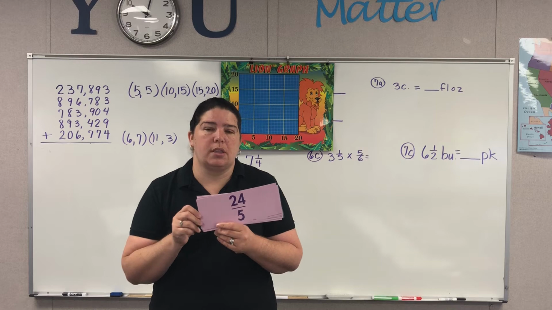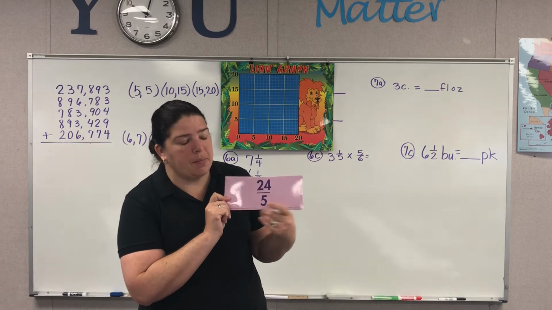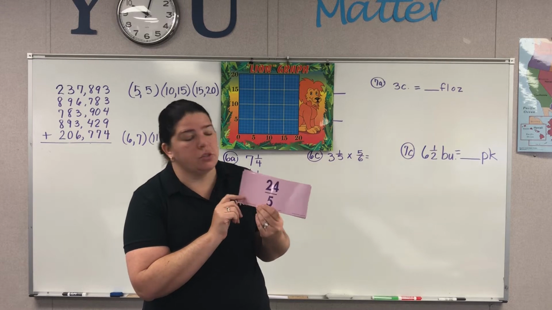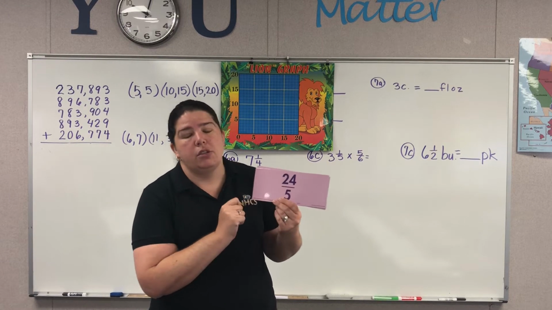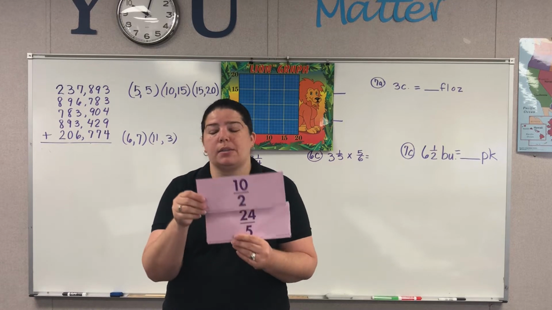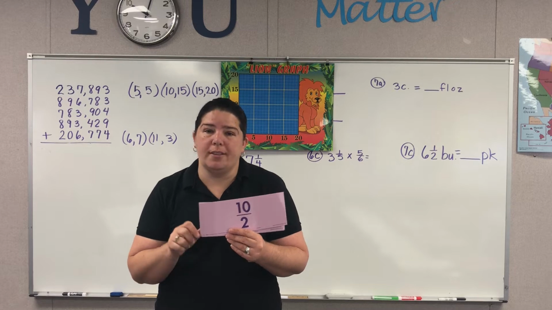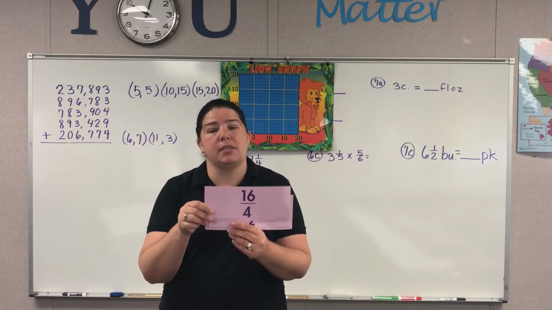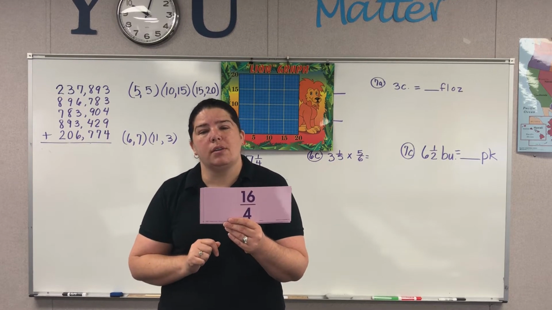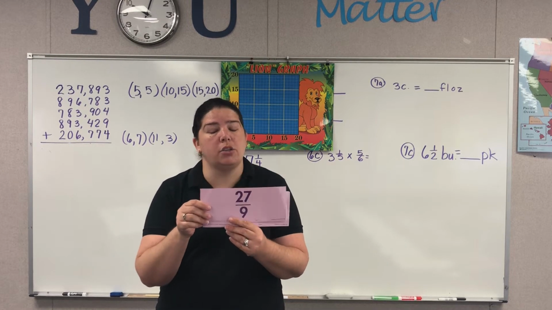Let's try our improper fractions. These are bigger on the top, smaller on the bottom. That makes it an improper fraction. So we're going to use the dividing line to divide. 24 divided by 5. Here we go. How about 10/2? Very good. That's 5. And 16/4 is 4. Very good. I hope you're getting them before I do.